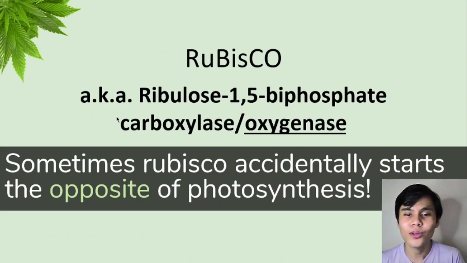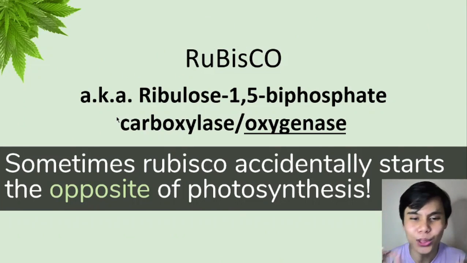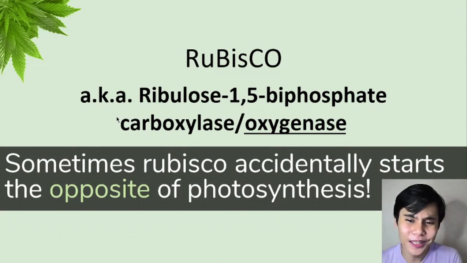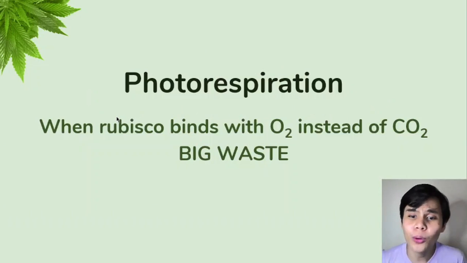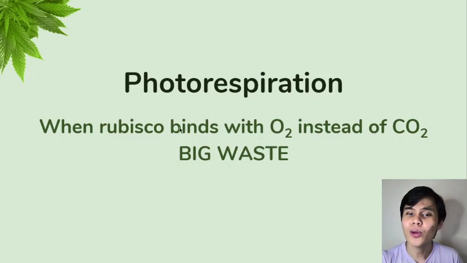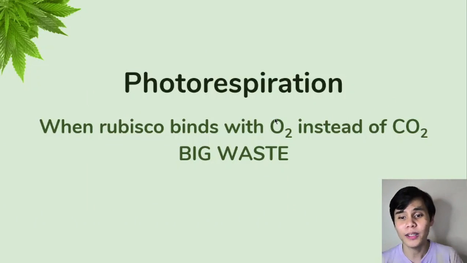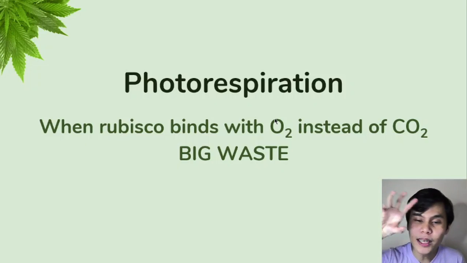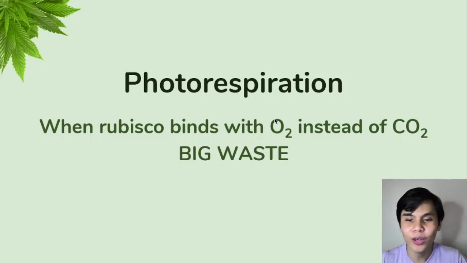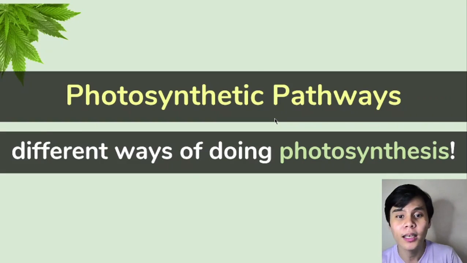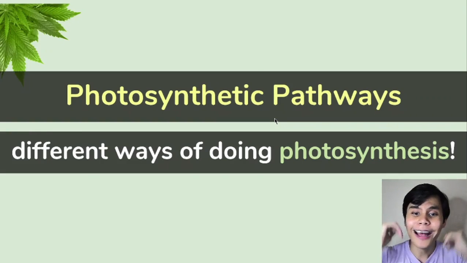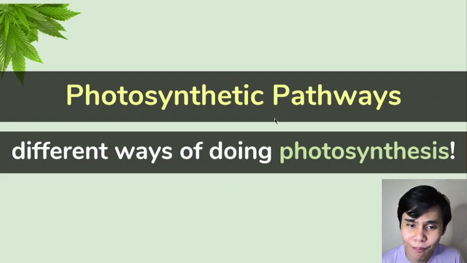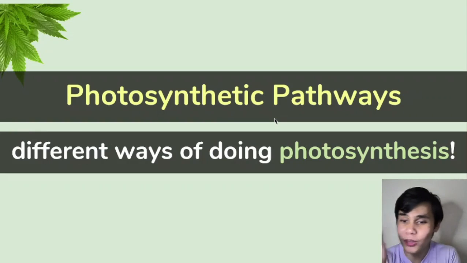Sometimes rubisco doesn't exactly do what it's supposed to do. Rubisco sometimes accidentally starts the opposite of photosynthesis, called photorespiration. This is when rubisco binds with oxygen instead of carbon dioxide. So instead of putting a carbon into the compound, it binds with oxygen and does the opposite of what it's supposed to do, resulting in waste. To help with that, some species of plants have different photosynthetic pathways. These are different ways of doing photosynthesis.